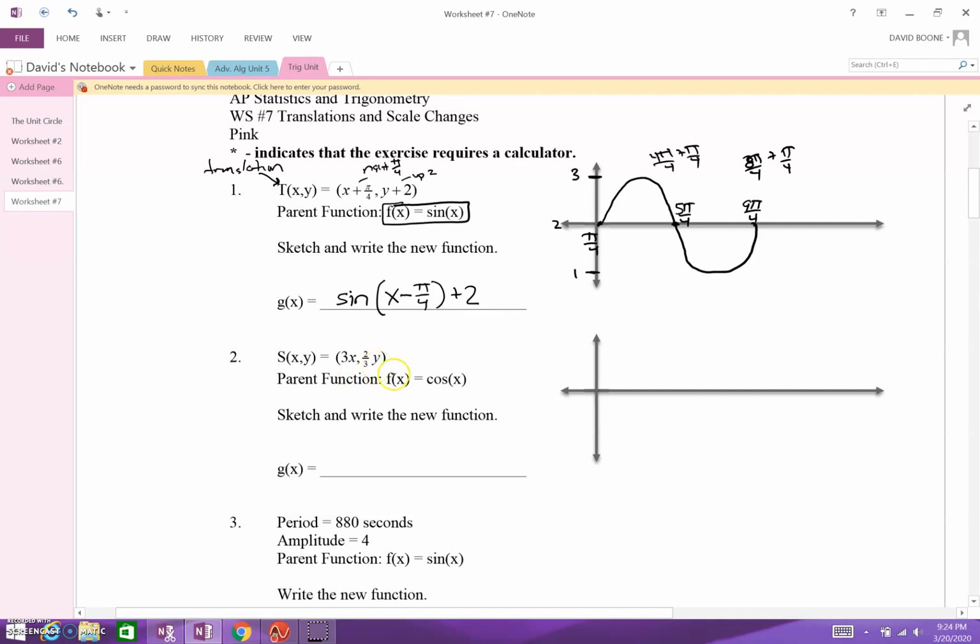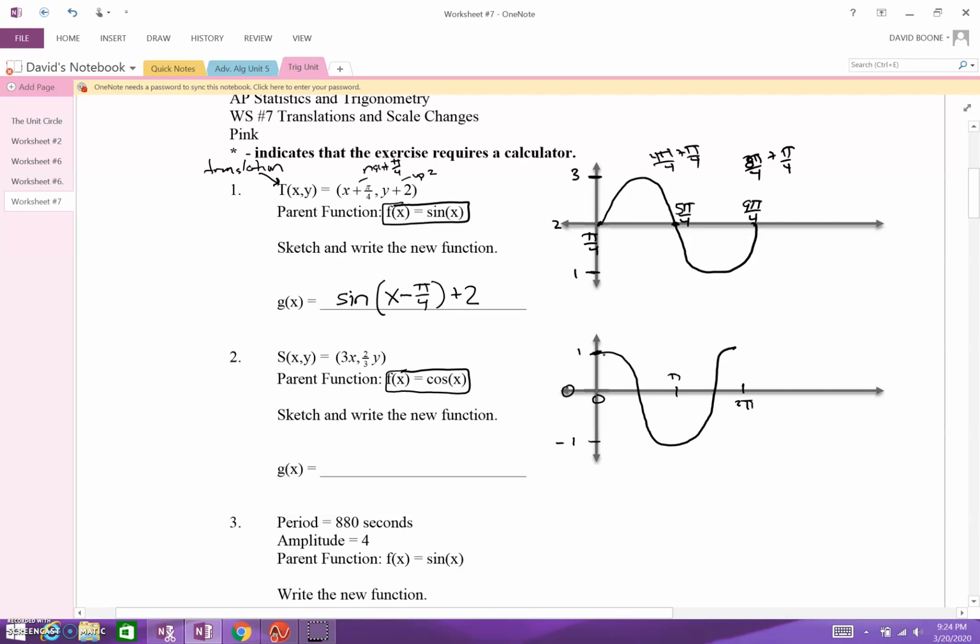So again, what I like to do is just start with the parent function. So look at that, go, okay, well, cosine, I know cosine starts up here, goes down, comes back up, and it'll end there at 2 pi. And we can mark that middle as pi. This is at 0, that's at 1, and then this is at -1. So that's the highest and lowest. That's our basic cosine function.